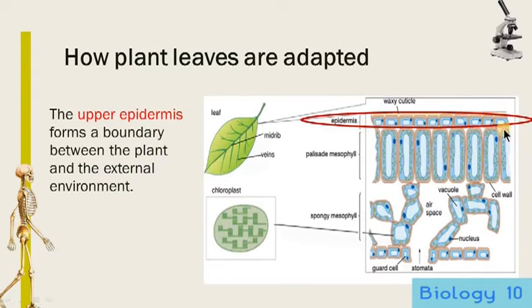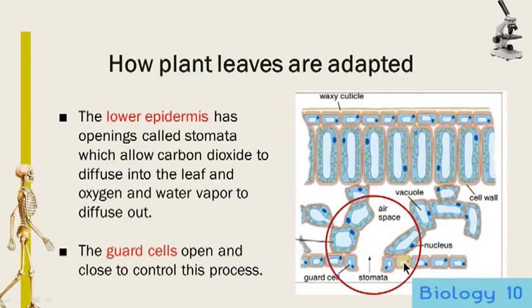Seen here is the epidermis. It is the main boundary between the plant and the environment. Here is the lower epidermis. It has many small openings called stomata. This is where gases are able to move in and out of the plant. Guard cells sit on either side of the stomata. They open and close to control this process.